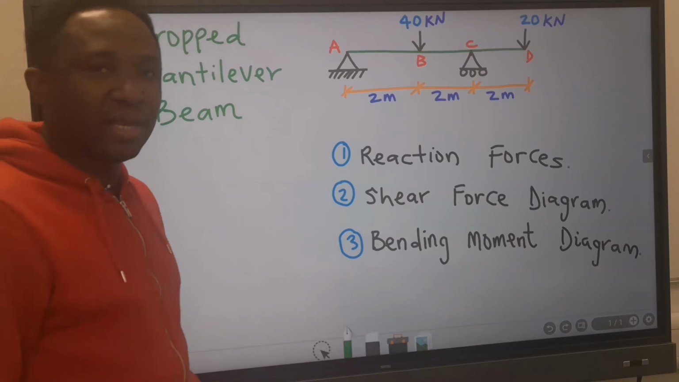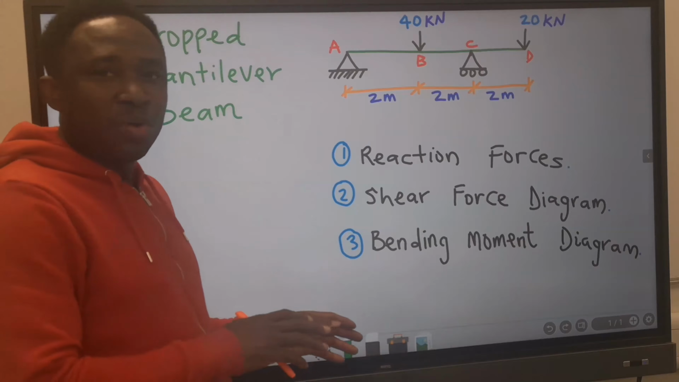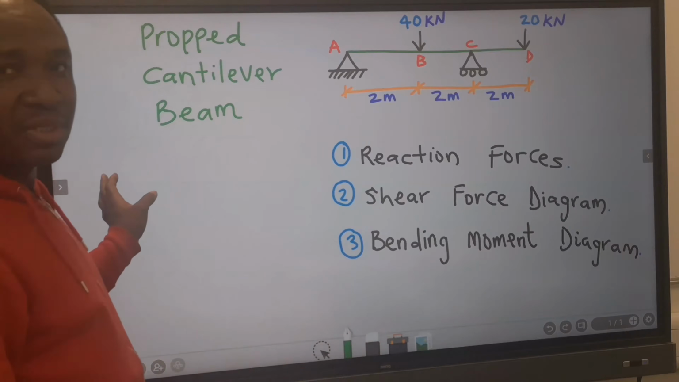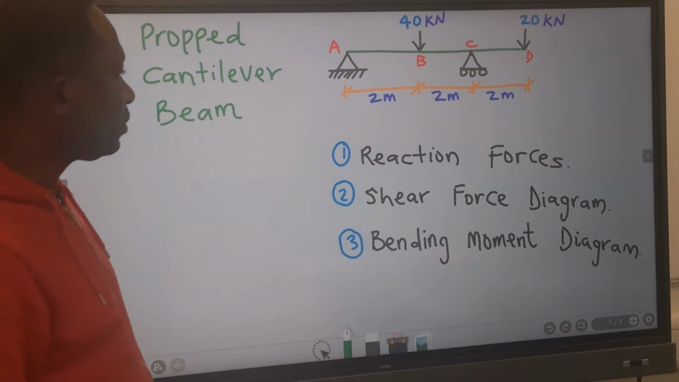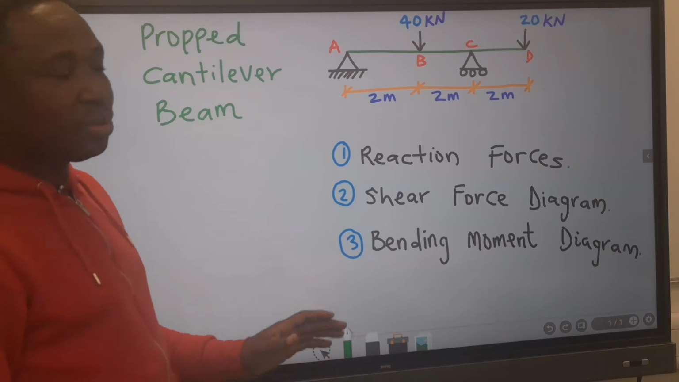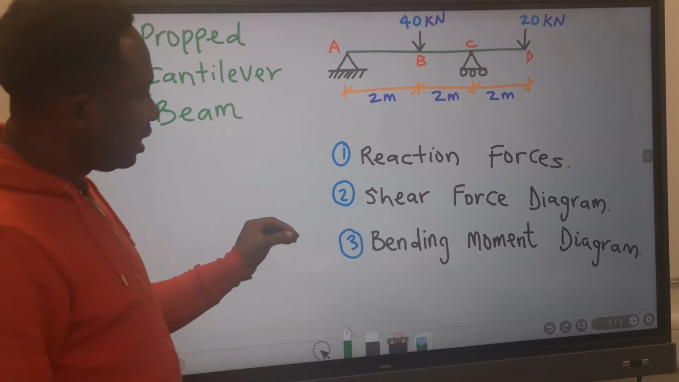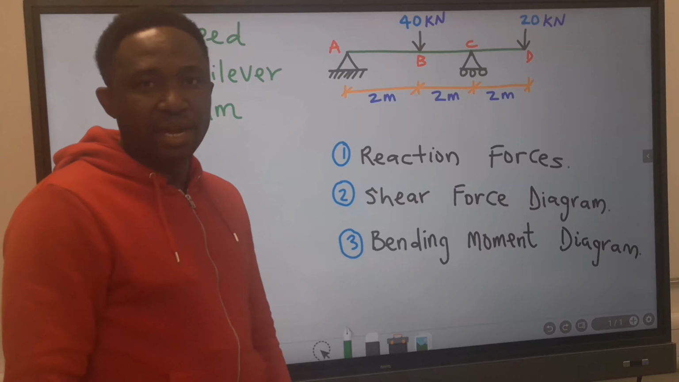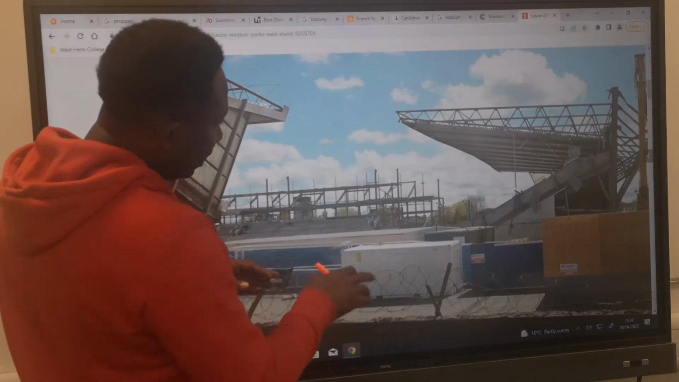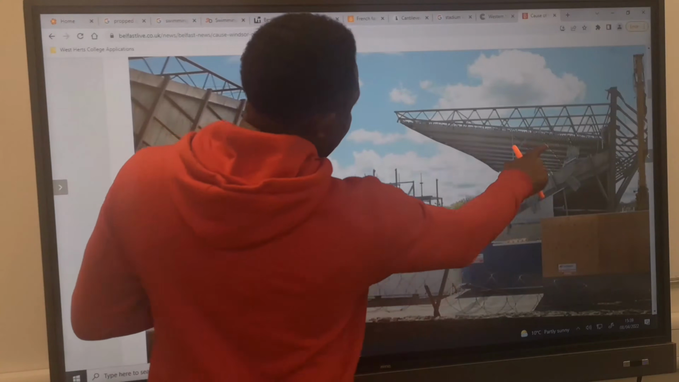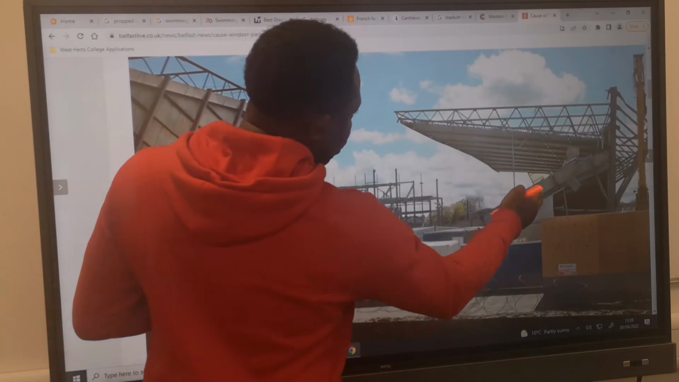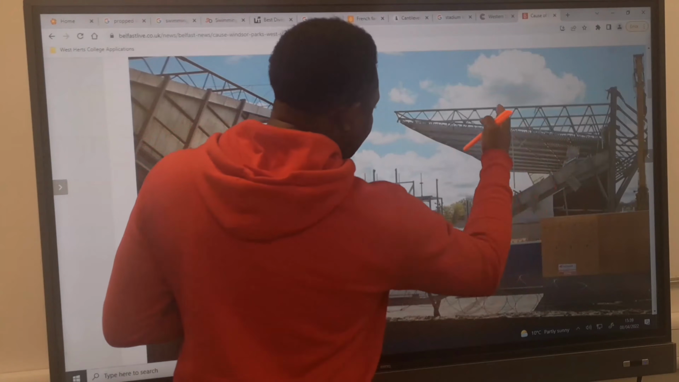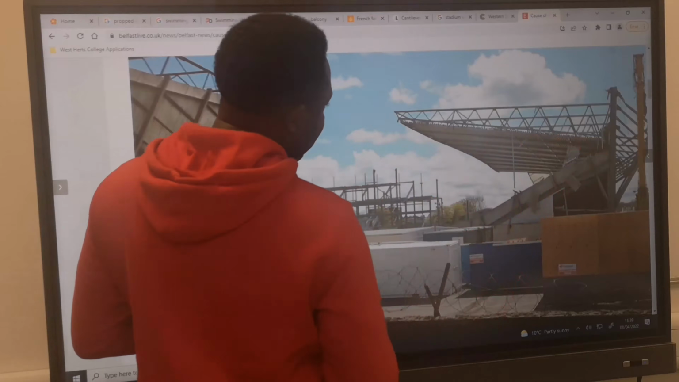Hi, Kelvin here. In this video, we are going to consider a propped cantilever beam. And I will show you how to draw the reaction forces, the shear force diagram, and the bending moment diagram. Consider this stadium. This beam is not supported anywhere along this length.